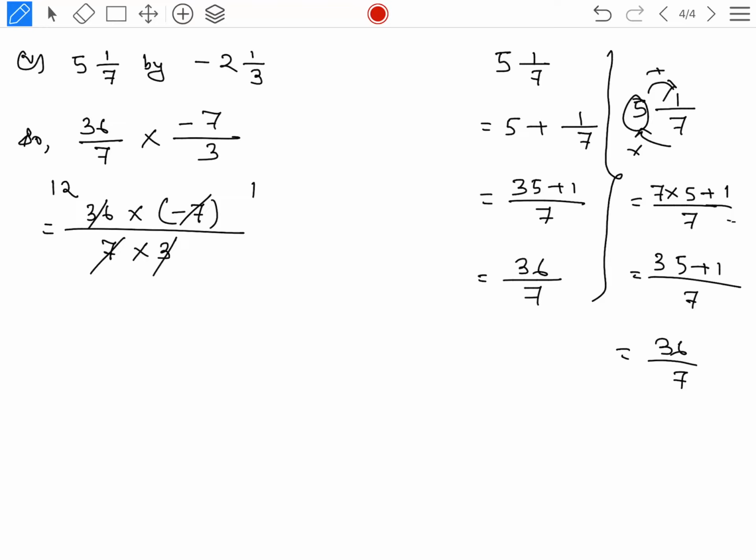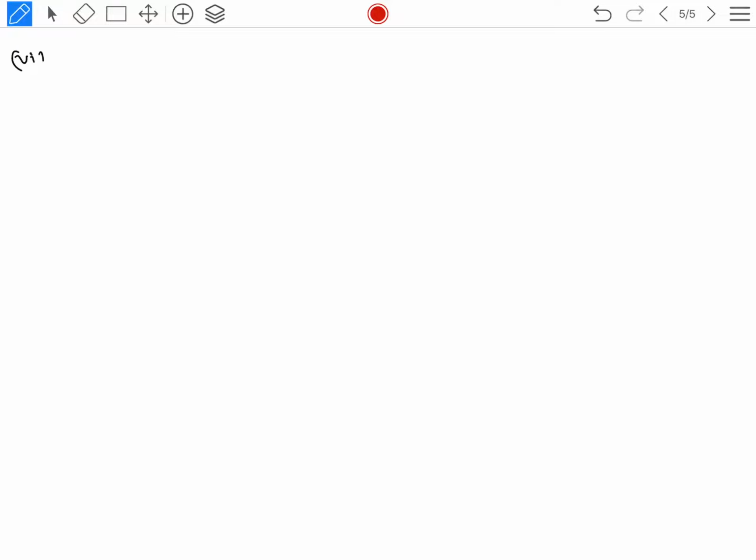Then 36 is divisible by 3 because 3 12s are 36. So in the denominator it is 1 into 1, in the numerator it is 12 into minus 1 because here the negative sign is there. So it will become minus 12. Understood? So this is your answer.